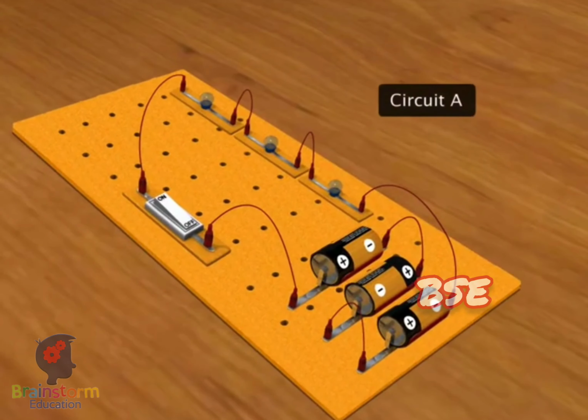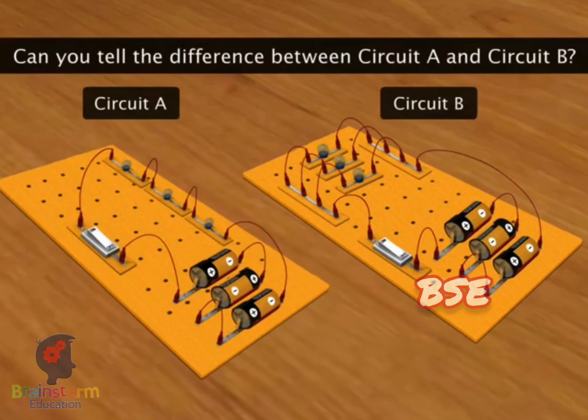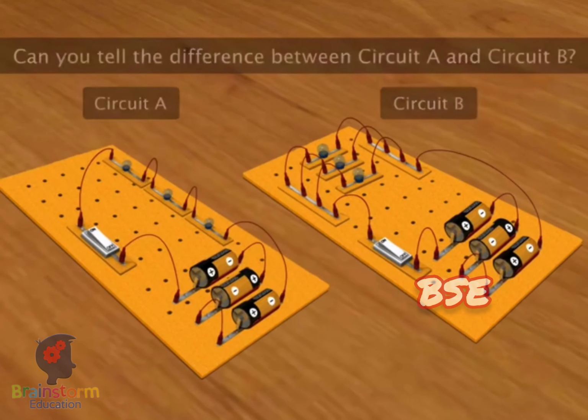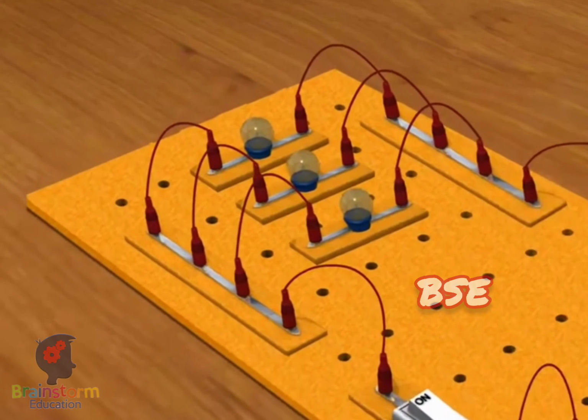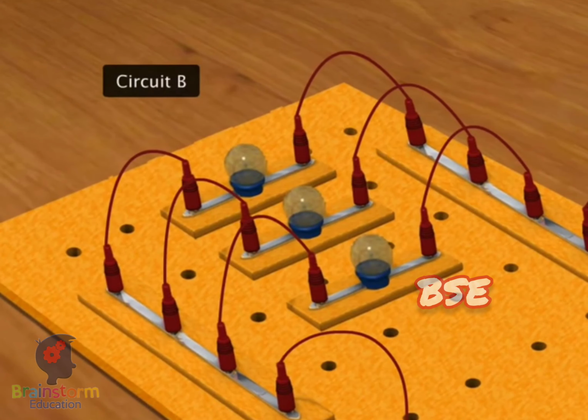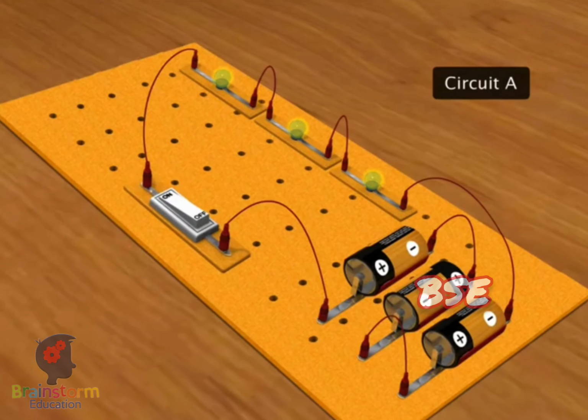Look at these two circuits carefully. Can you tell the difference between them? In circuit A, the bulbs are connected in series. In circuit B, the bulbs are connected in parallel. Let's see how both circuits behave.